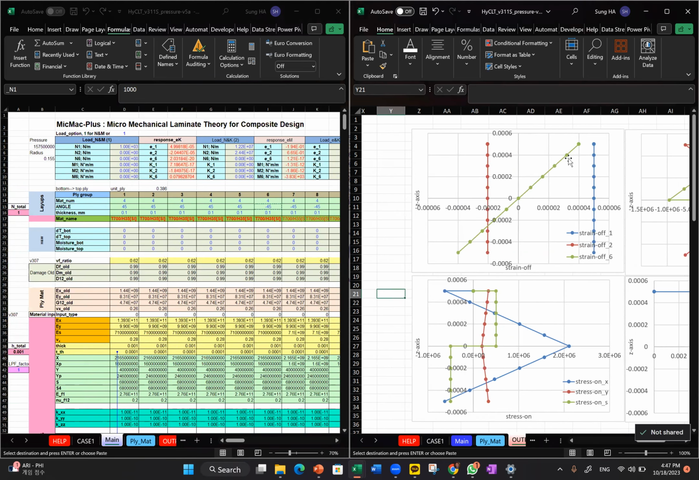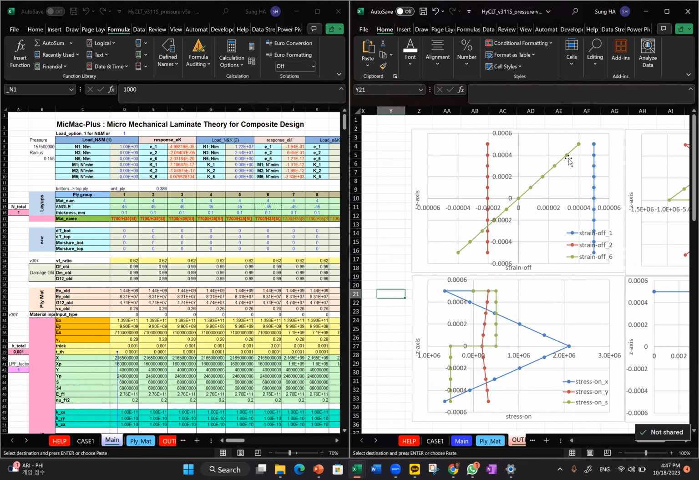So for this kind of complicated off-axis angle sequence with different angles, now we have to look at the calculation and then get the value. So that's why this tool is very powerful. It can calculate all the strain or stress even for many different ply angles.